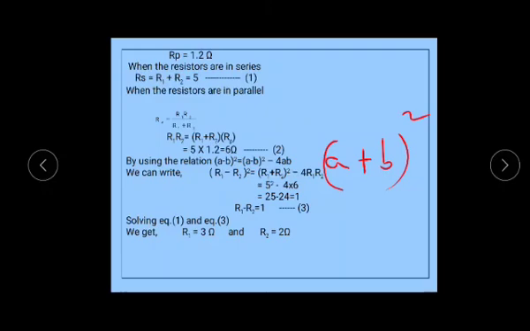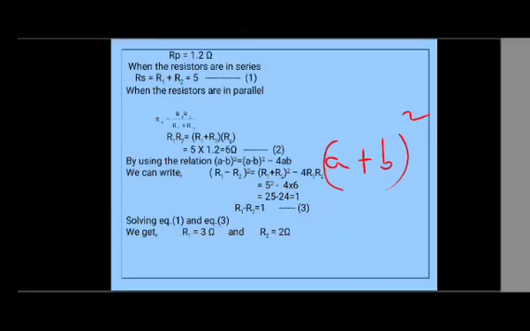Now let us solve equation 1 and equation 3 simultaneously. R1 plus R2 is equal to 5. R1 minus R2 is equal to 1. Plus R2 minus R2 get cancelled. So you will get 2R1 is equal to 6. Correct? Wait.